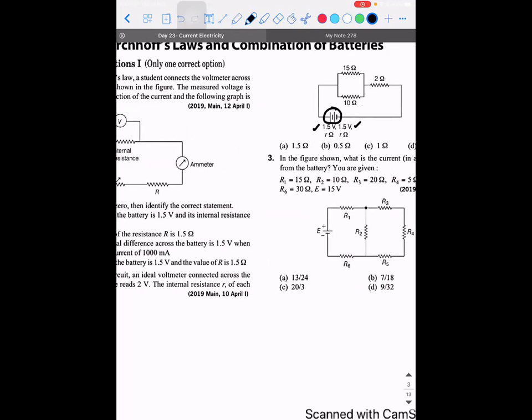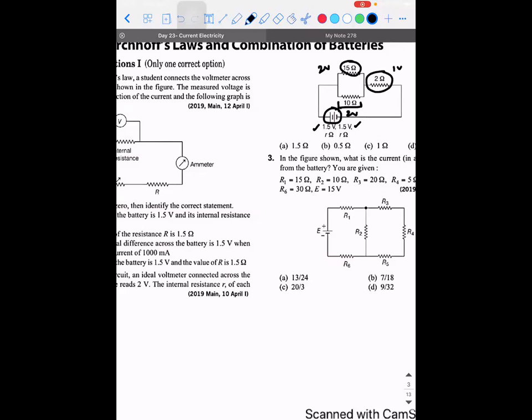In the 3 volt battery, how much is the potential difference getting generated across the 10 ohm resistor? It is 2 volt. The 15 ohm and 10 ohm are in parallel, so if 2 volt is across this, 2 volt will be across the other as well. So in the 2 ohm resistor there will be 1 volt, right? They're asking the internal resistance of the circuit.